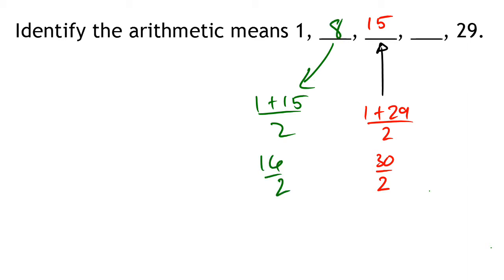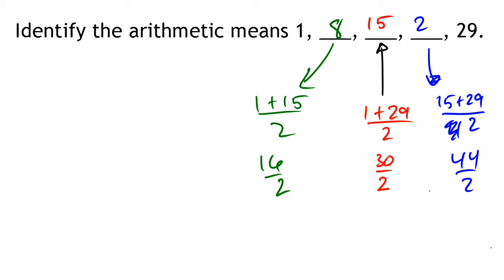And then the last value here is this one. The arithmetic mean here is going to be 15 plus 29. When I add 15 and 29, I believe I get 44, divided by 2. And 44 divided by 2 is the number 22. So the arithmetic means that I have here are 8, 15, and 22. And each time I'm finding the one that's exactly between two of the other values.